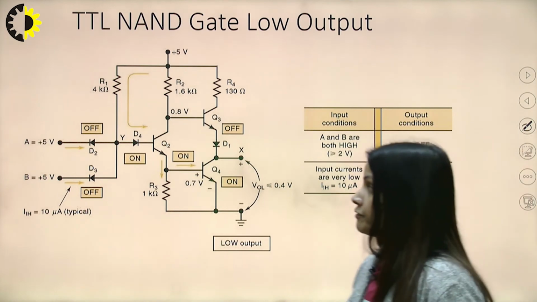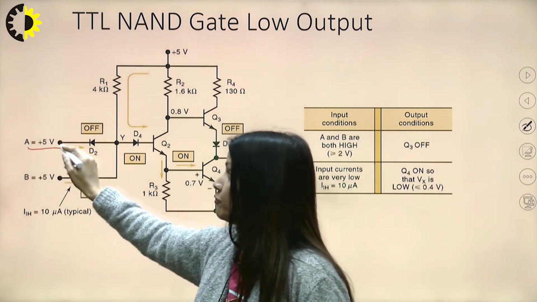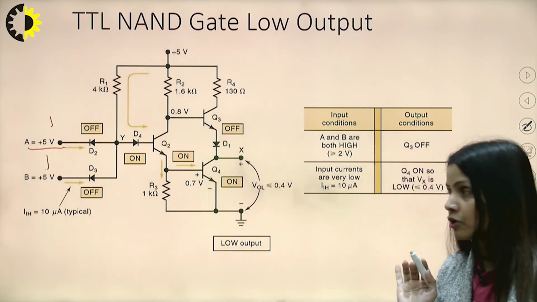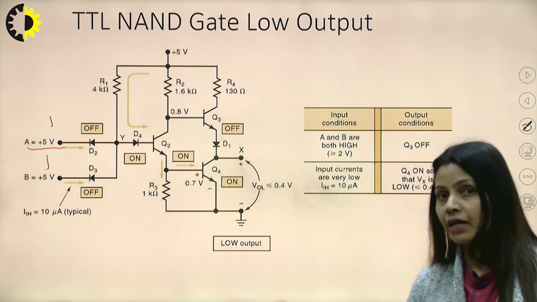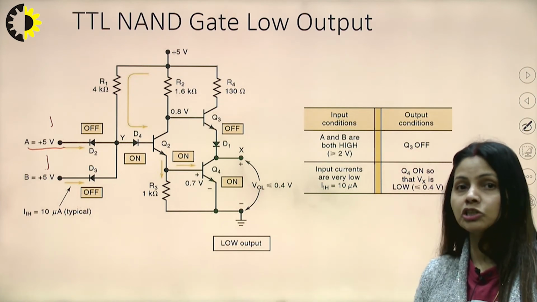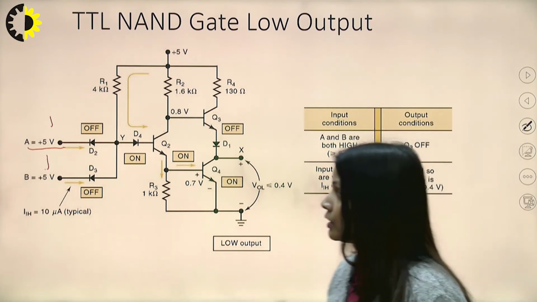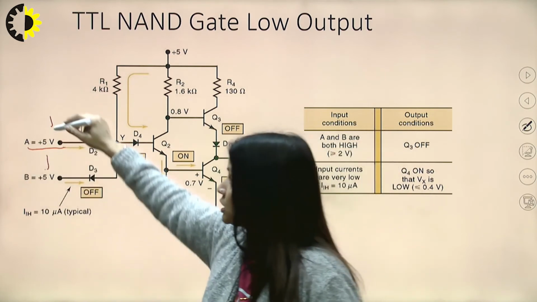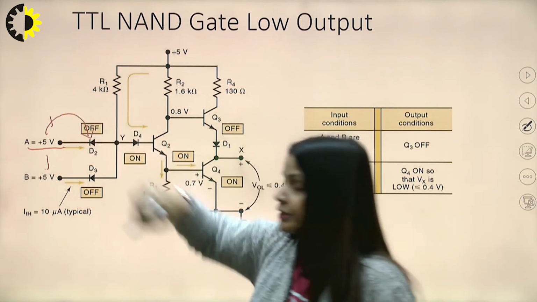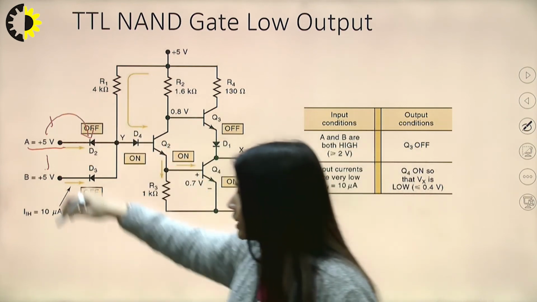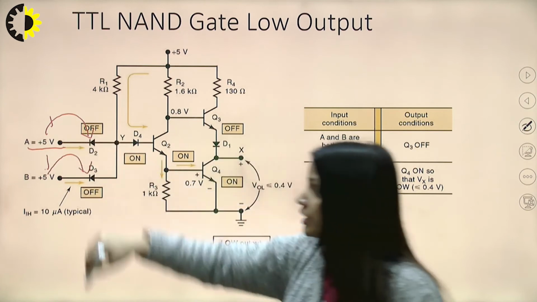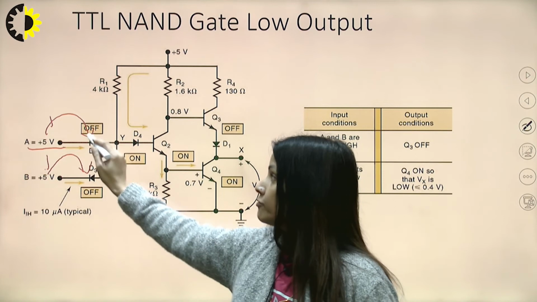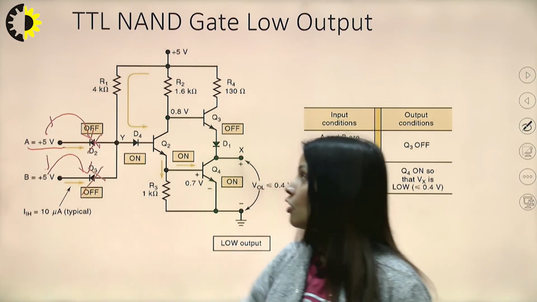Let's say we give A as 5 volt or 1, B as 5 volt or 1. For the input, whenever we are giving plus 5 volt, the logic is 1. So we are giving 1, 1, both 1. For this one, the diode D2 will be off because this positive voltage is connected to the negative terminal of the diode, and here B is also connected to the negative terminal of the D3 diode. So these two are cut off. So D2 is off, D3 is off.